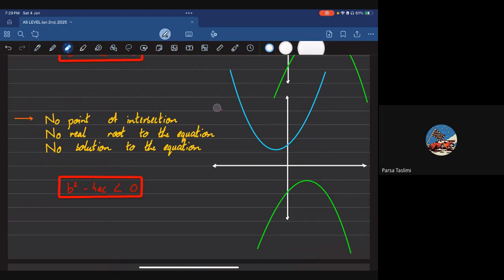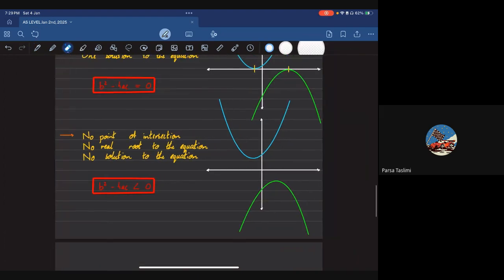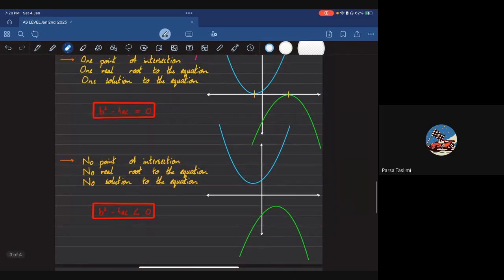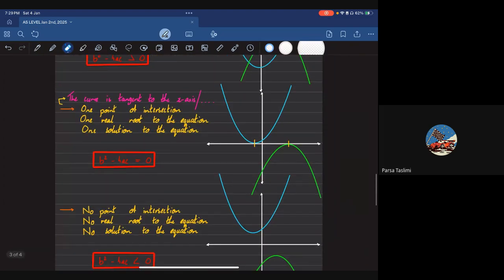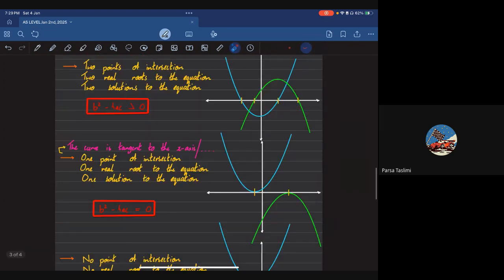So this time around, we don't even need this. Clear? So these are the three possibilities of your graph having some sort of intersection with the x-axis, or having some sort of intersection with any other line as well. Like for example, it could have any intersection.